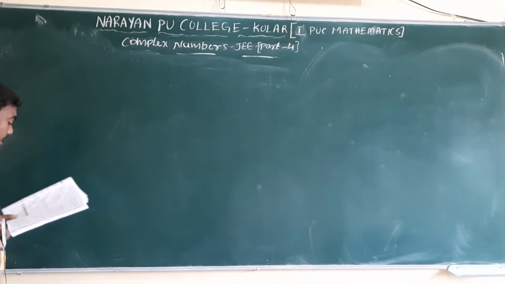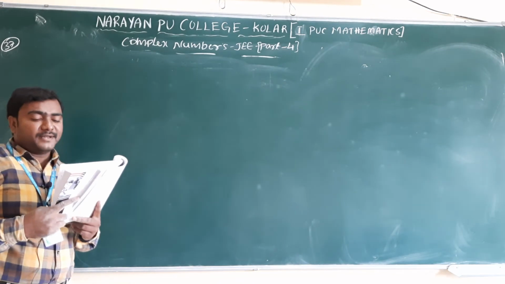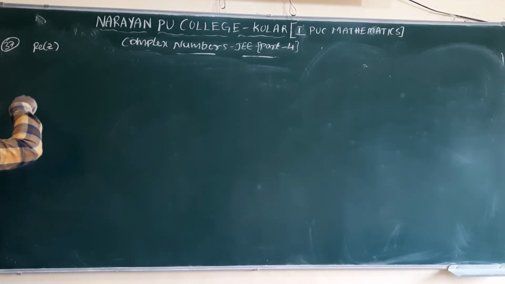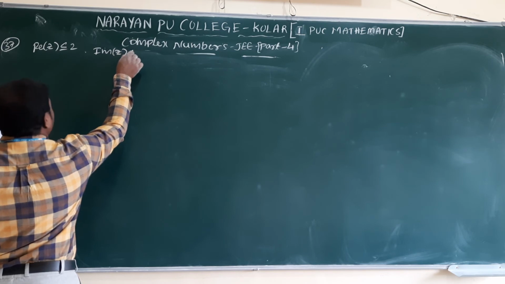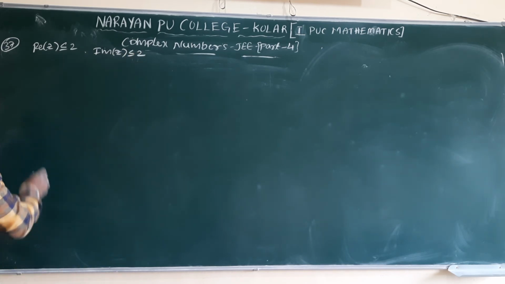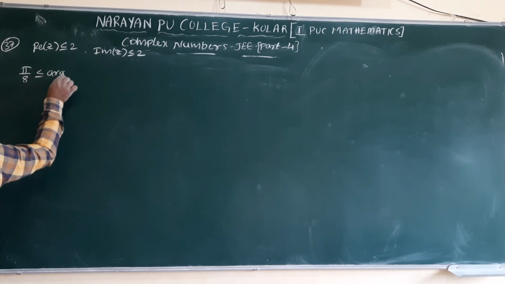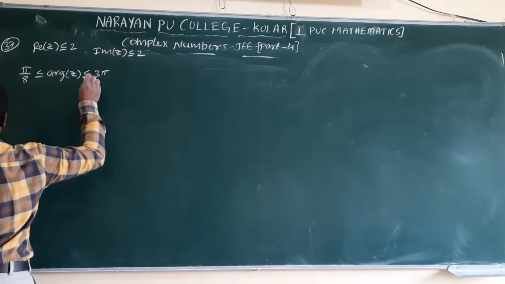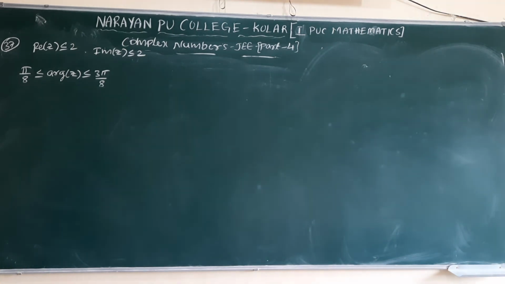This is question number 37. The area represented by real part of Z is less than or equal to 2, imaginary part of Z is less than or equal to 2, and pi by 8 is less than or equal to argument of Z is less than or equal to 3 pi by 8.